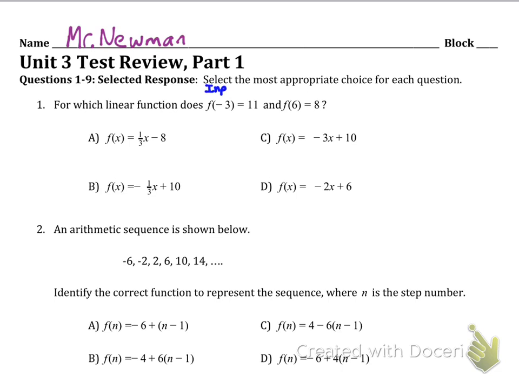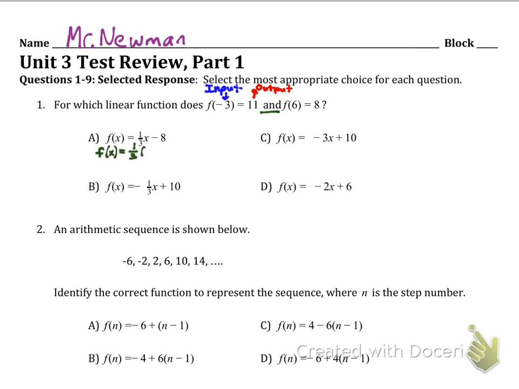First of all, for which linear function does f of negative 3 equal 11 and f of 6 equal 8? Make sure you check both things, but we need to plug in the input, negative 3, and get out 11. And then we'll have to plug in 6 and get out 8. So let me show you how we do that.